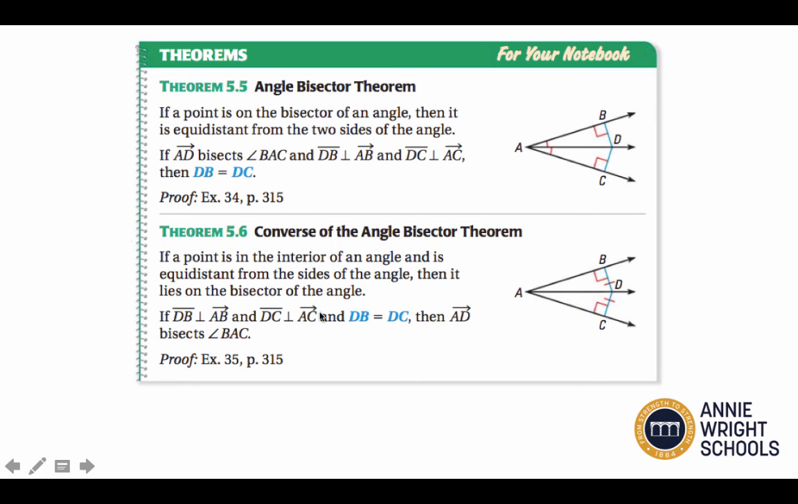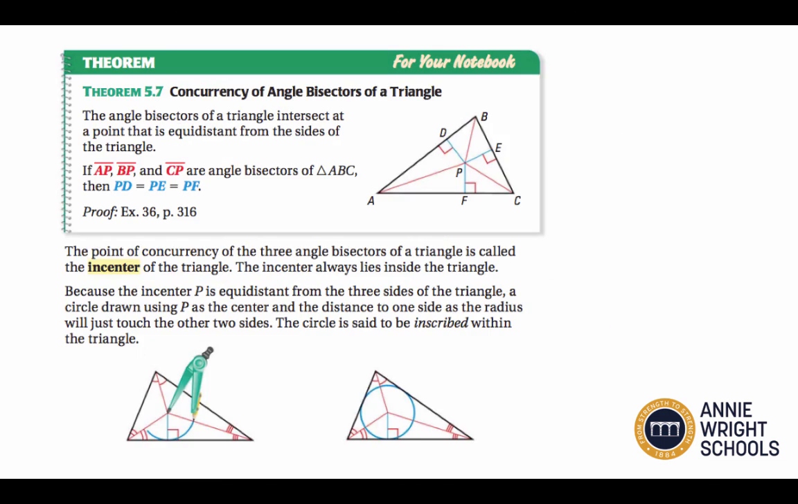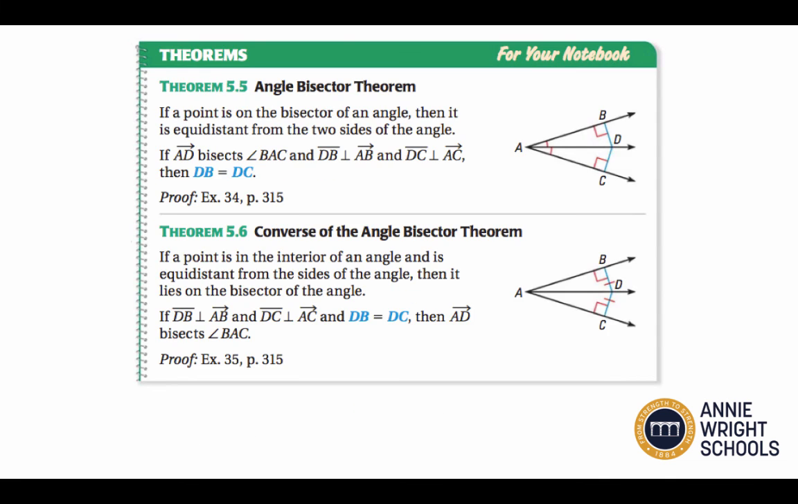Remember, you can use that if and only if with these angle bisector theorems and the converse, right? So you can say a point is equidistant from both sides of an angle if and only if that point is on the angle bisector. It's kind of a nicer way to say it, in my opinion. So some things to practice there. There you go. Take a look at those again.